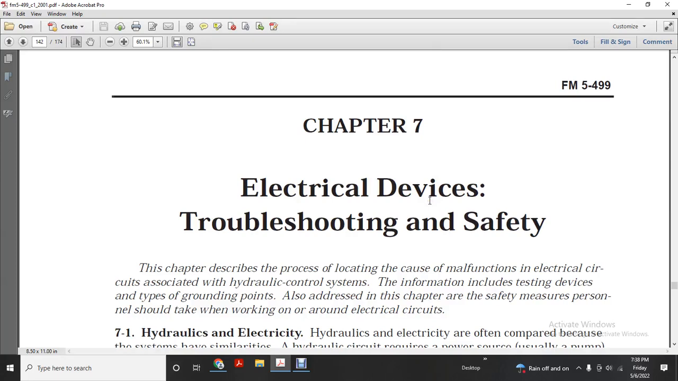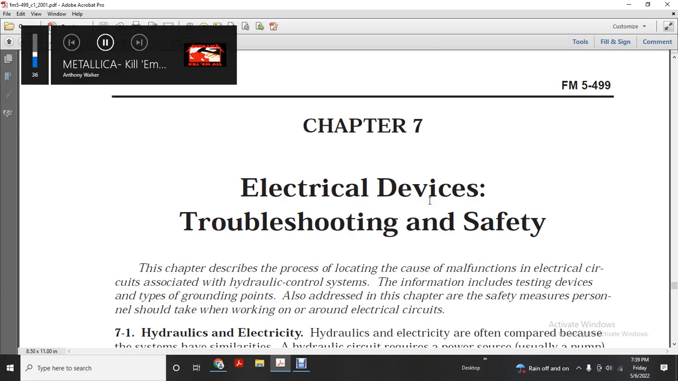Chapter 7, Electrical Devices, Troubleshooting, and Safety.